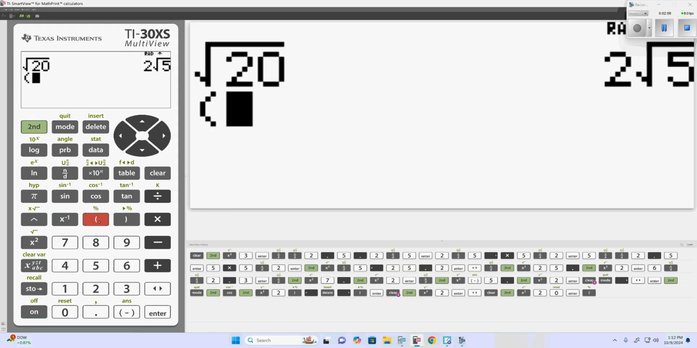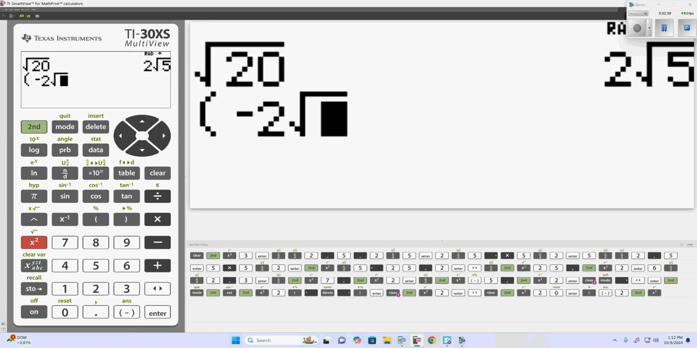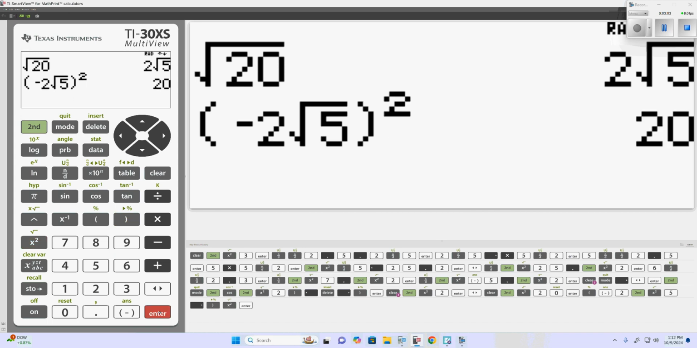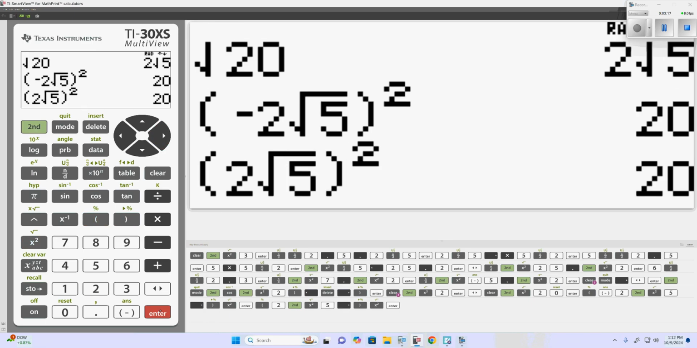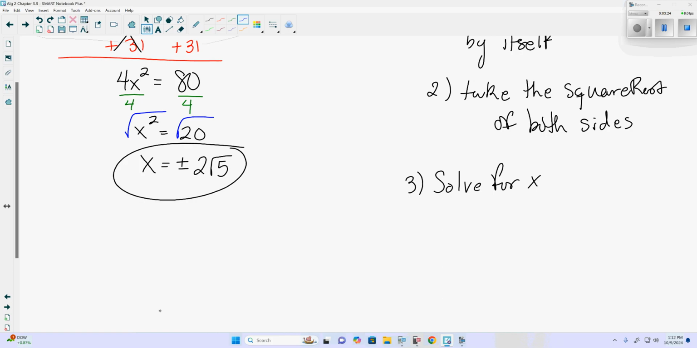Now I did show this yesterday because negative 2 square root of 5 squared is indeed 20. Negative 2 times negative 2 is going to give us 4. Square root of 5 times square root of 5 is 5. So that does work out to give us 20. And our 2 square root of 5 squared is also 20. So both of those are our answers. Questions on this here?